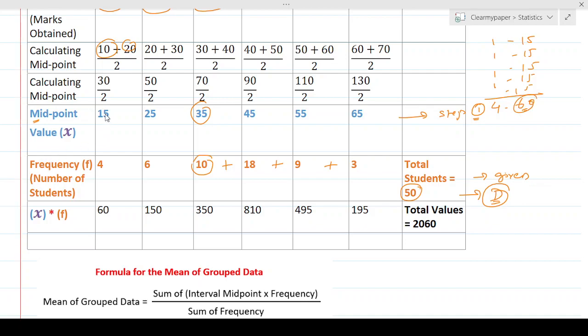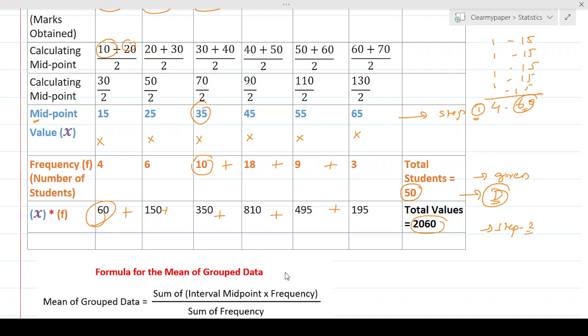So basically I'm going to multiply these 2 rows, 15 into 4, 25 into 6, 35 into 10, 45 into 18, and so on and so forth to get these values. And then I'm going to add up these values to get my numerator. So 2060 is my numerator. That's your step 2. Okay.